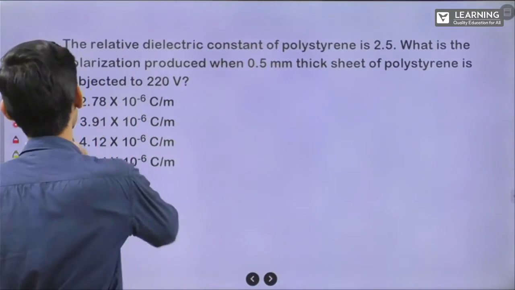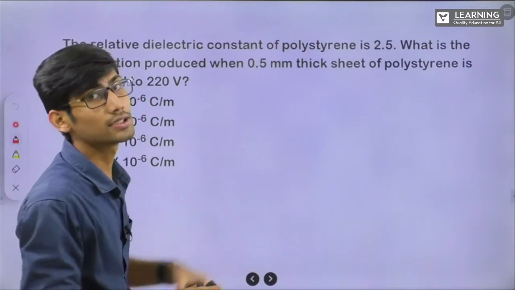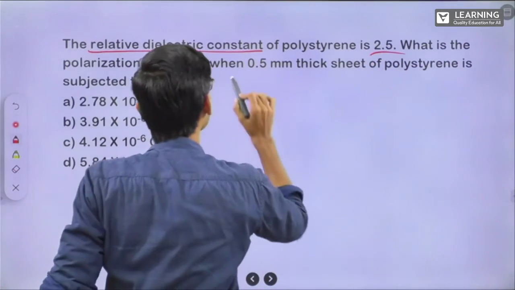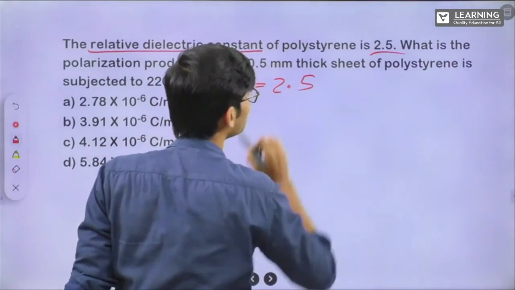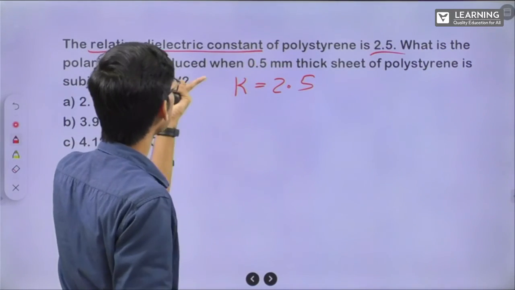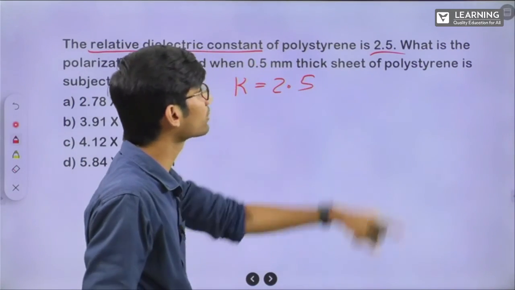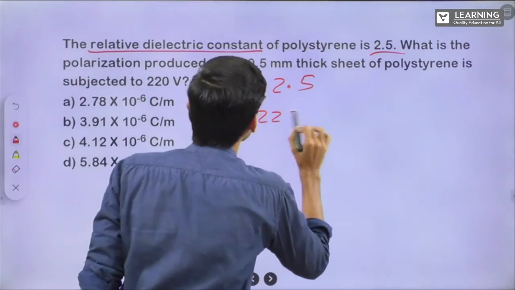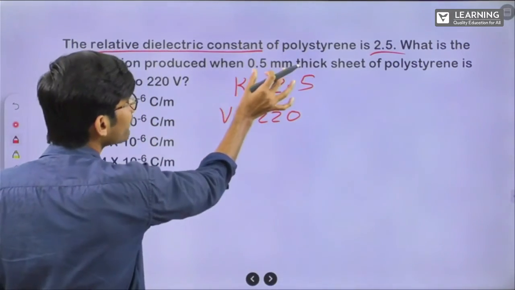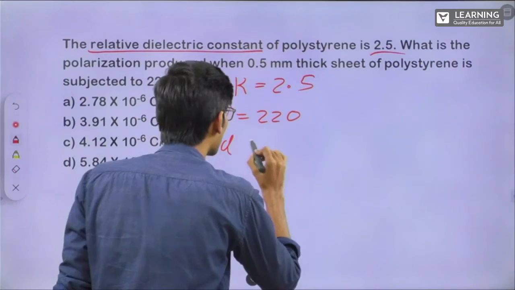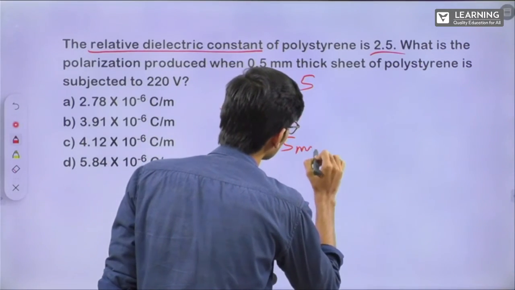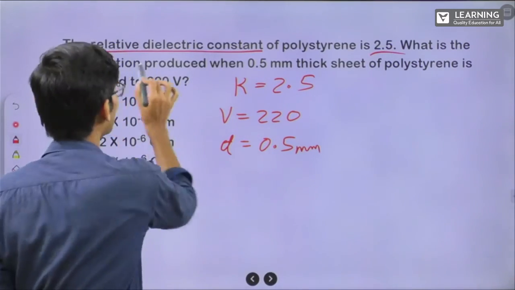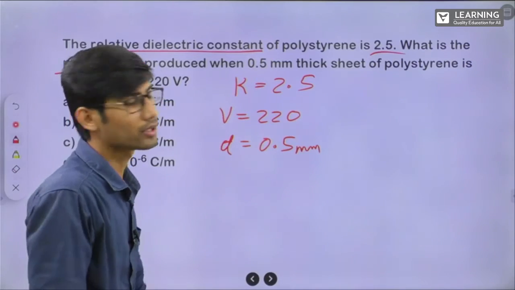Let's see one more kind of question. The relative dielectric constant of polystyrene is 2.5. K is given to be 2.5. What is the polarization produced when a 0.5 mm thick sheet of polystyrene is subjected to 220 volt? V is given to be 220 volt. Thickness is given to be 0.5 mm. D is given to be 0.5 mm. We have to find polarization. Just put this in the formula, you will get the answer.